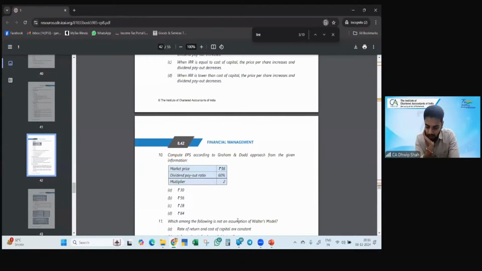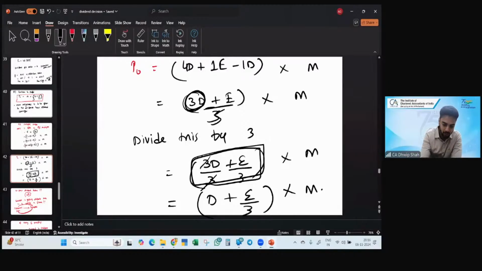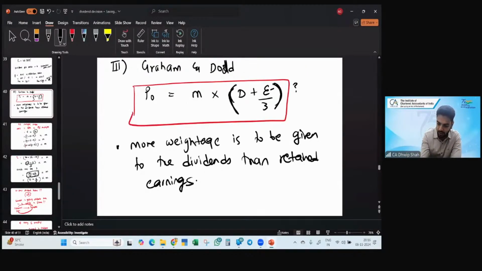Yes, correct, sir. Compute EPS according to the Graham and Dodd approach from the given information. Market price is given. See, they have given P0. Dividend payout ratio is 60%. Multiplier is 2. Correct? We just have to calculate earnings per share. Means in this formula, we have to calculate E as per Graham and Dodd.